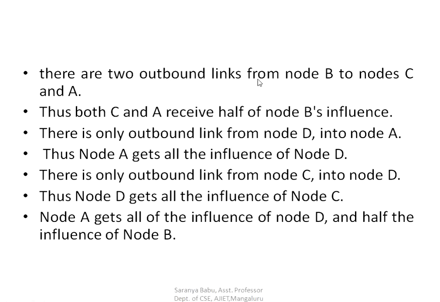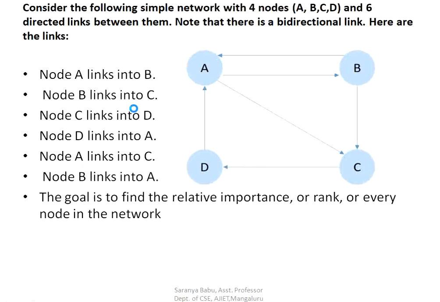Again, there are 2 outbound links from node B, to node C and A. See that diagram. Node A has 2 outbound links, correct?